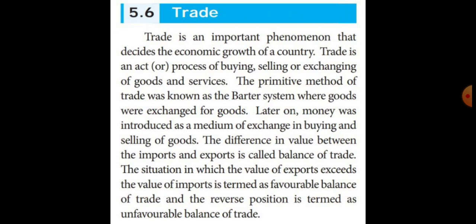The primitive method of trade was known as the barter system. Primitive means earliest. The earliest method of trade was known as the barter system. What is meant by barter system? Everyone knows it: exchanging goods for goods. Goods were exchanged for goods. Later, money was introduced as a medium of exchange in buying and selling of goods.